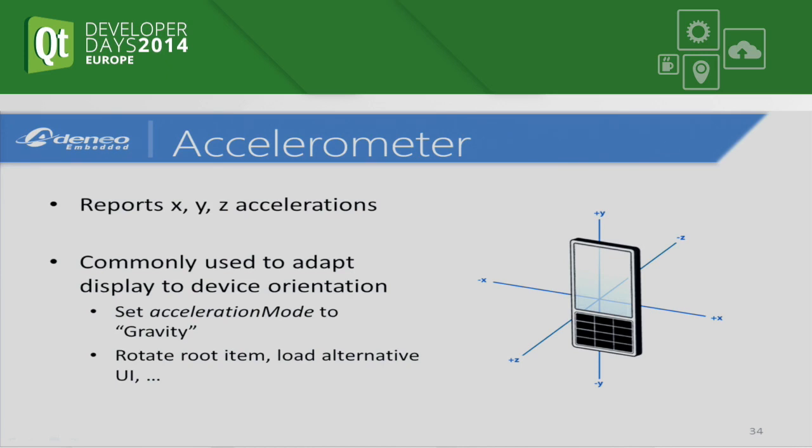A very convenient way to do that is to set the acceleration mode of the accelerometer to gravity. By setting that, the accelerometer will apply a low pass filter on the values and let you get only the direction of the gravity, to be able to just change the size and orientation of the screen. So from this information, it's very easy to do, for example, a rotation on your Rotation item in QML, or to load an alternative UI QML in this case, etc.